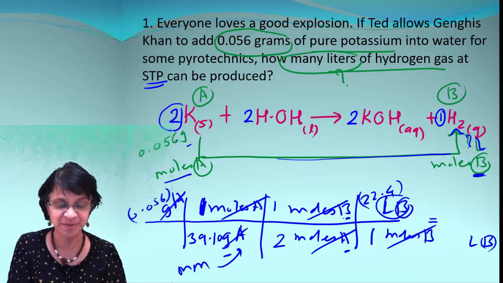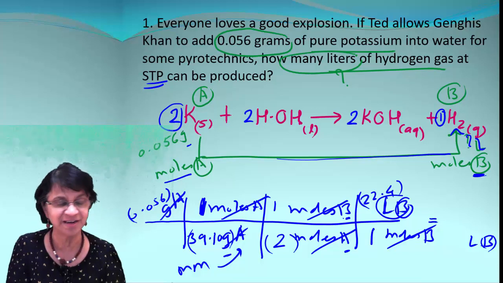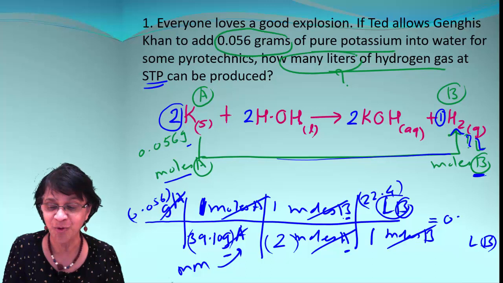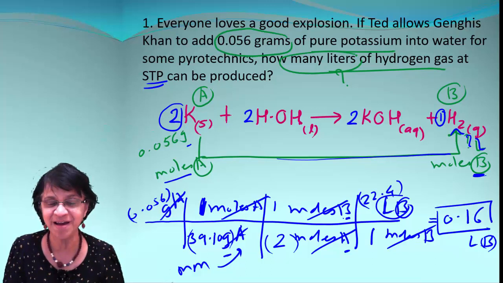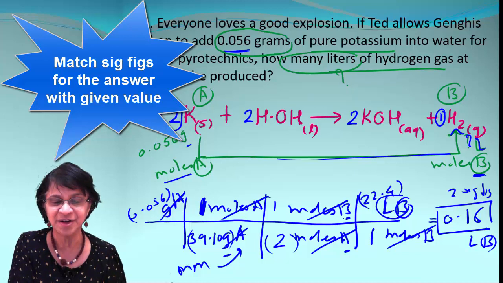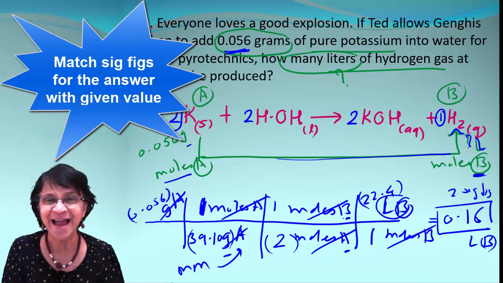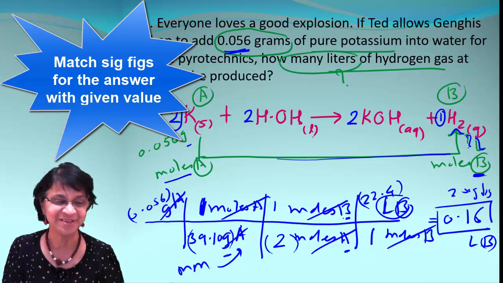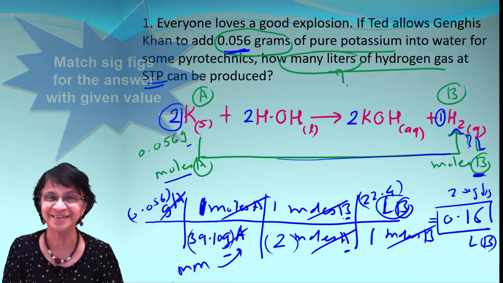And your goal is to multiply all the numbers and then divide. And I am just going to give you the answer here, which is 0.16 liters of B. Just keep in mind, why did I round this answer to 0.16? This is 2 sig figs, and the given number which you got here, 0.056, also had 2 sig figs. So keep in mind, your answer must match the sig figs of the given.